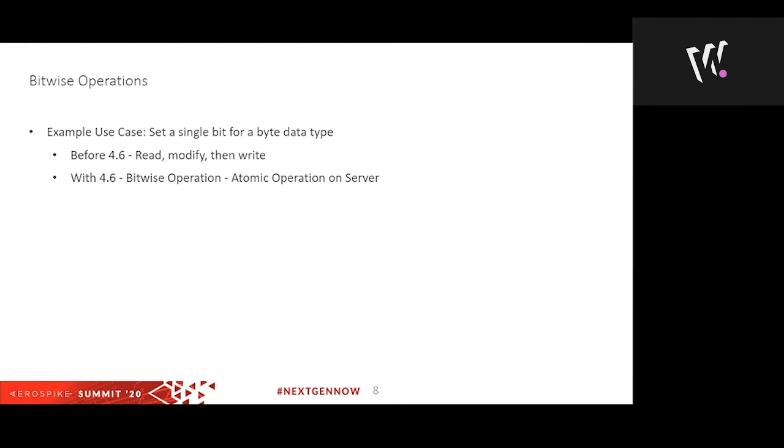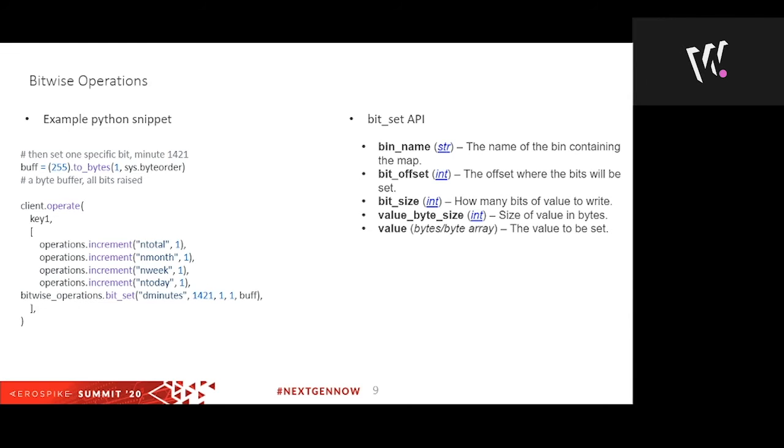So moving on to the next feature, let's talk about the Bitwise Operations. So again, I think this will be easiest to go over if we just go over an example use case. And again, I'm going to use one of Ronan's examples. And in this case, what he's trying to do is to set a single bit for a byte data type record. So for 4.6, again, you would have had to read record, modify, write it back, and with all the overhead that incurs. With 4.6, again, this will be an atomic operation on the server instead.